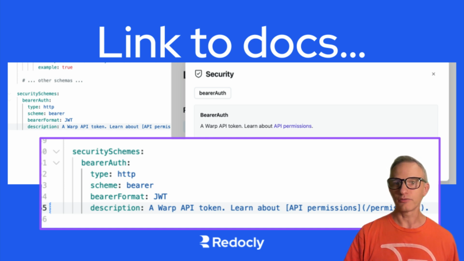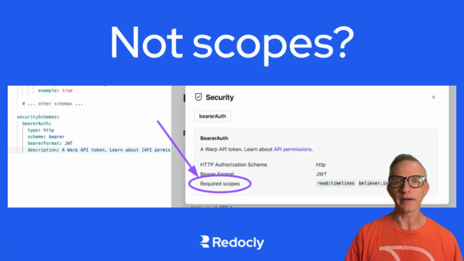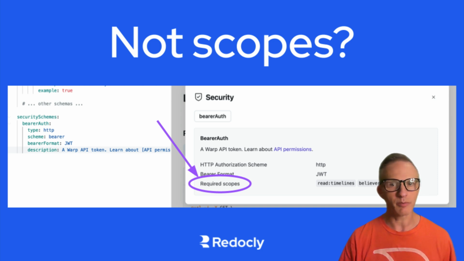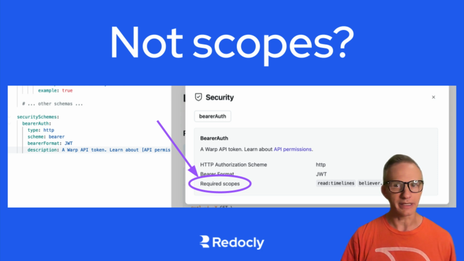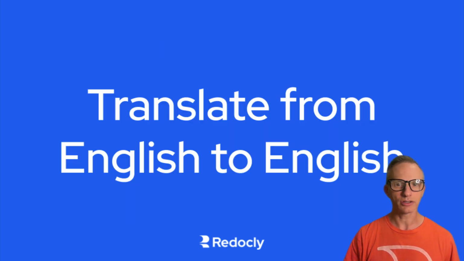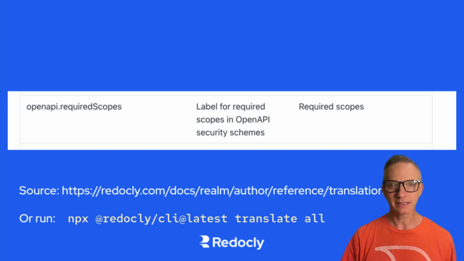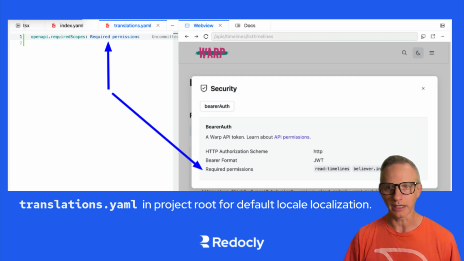In Redocly's viewer, roles appear under the label required scopes. Since our company uses permissions instead, we'll update this label by customizing the language Redocly uses. To do this, we'll add an entry to our translations.yaml file to change required scopes to required permissions. This keeps language consistent for our users, especially when scopes has a different meaning elsewhere.